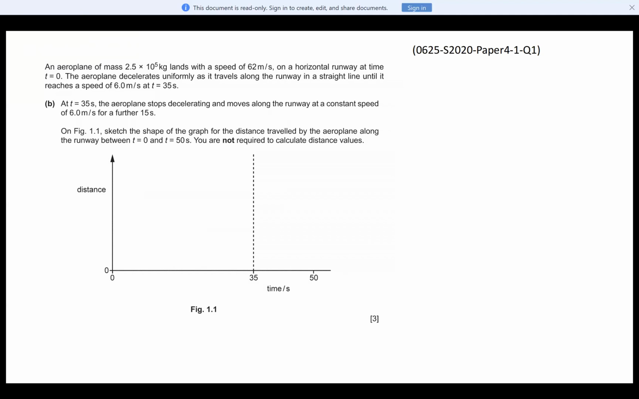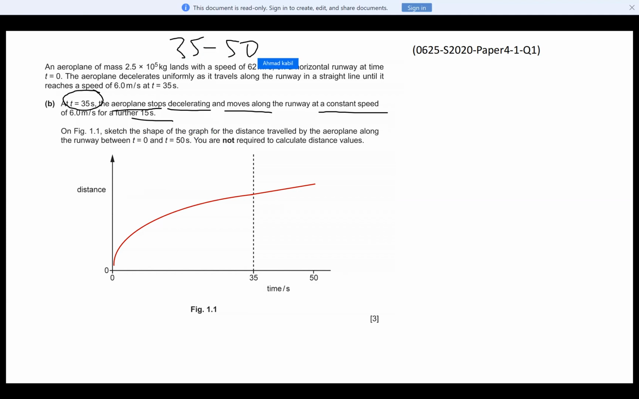So let's see what the graph looks like and attempt to explain what's going on. First of all, we have two sections here. Let's start with the t equals 35 section because it's easier. The airplane stops decelerating and moves at a constant speed for 15 seconds. So from 35 to 50, we have constant speed, and we said that for distance, the speed is the slope. So therefore, we have constant slope. Since we have a constant slope or gradient, the section has to be linear. So this section here is a straight line starting at 35. It doesn't matter what the slope is.